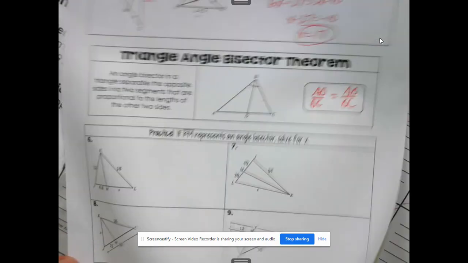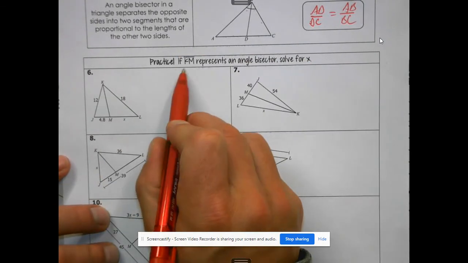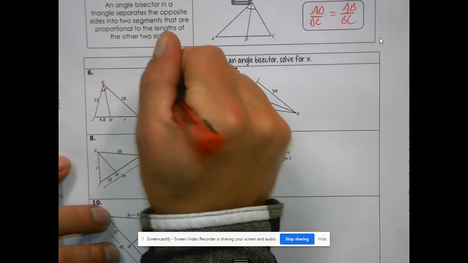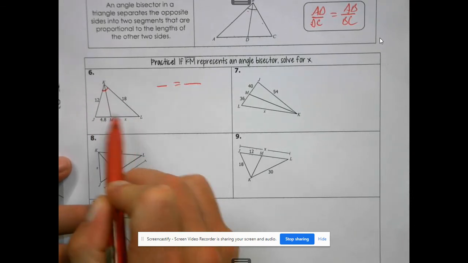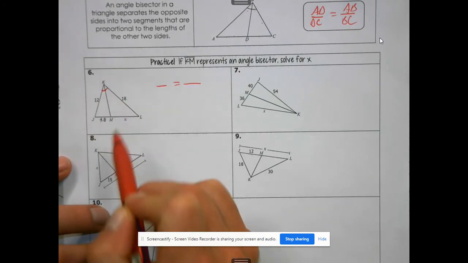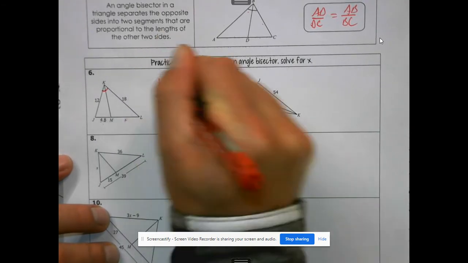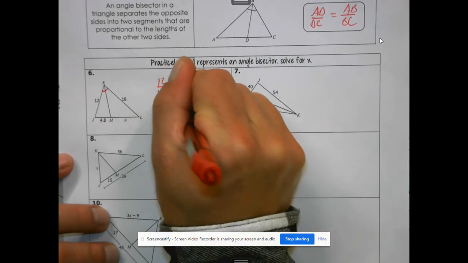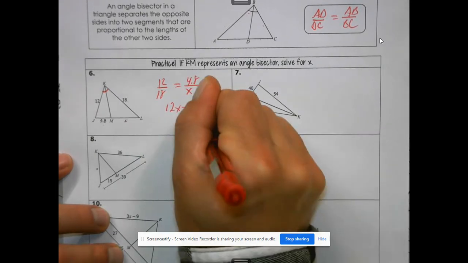All right, so for number 6, it says KM represents the angle bisector. So this guy right here bisects the angle, right? You have options. I'm just going to go left, right, left, right. We could go top, down, right, left. You could go bottom up. Doesn't matter, just be consistent. I'm going left, right. Cross multiply, 12x equals 86.4. 12 goes in there 7.2 times.